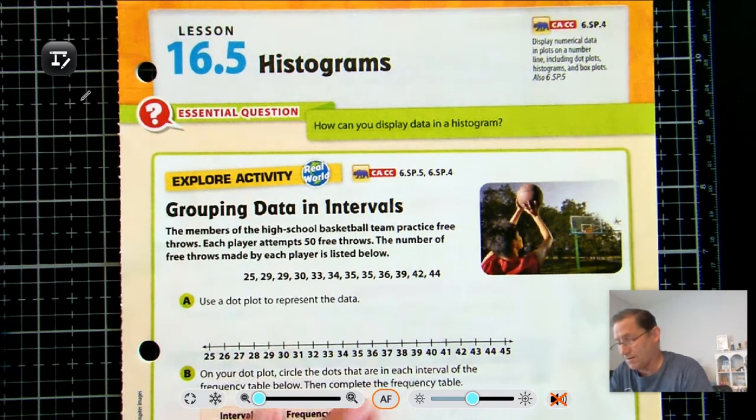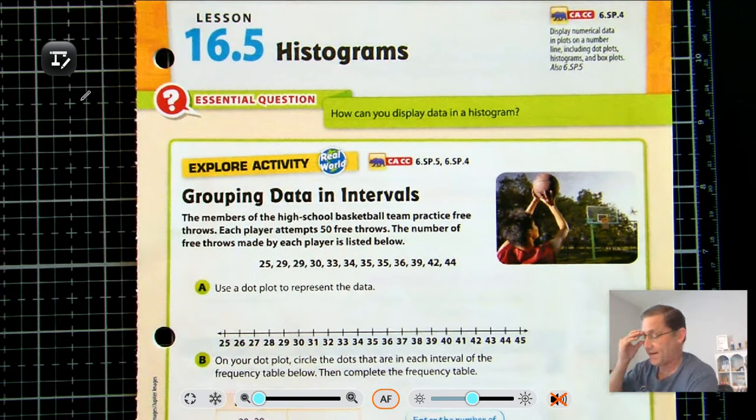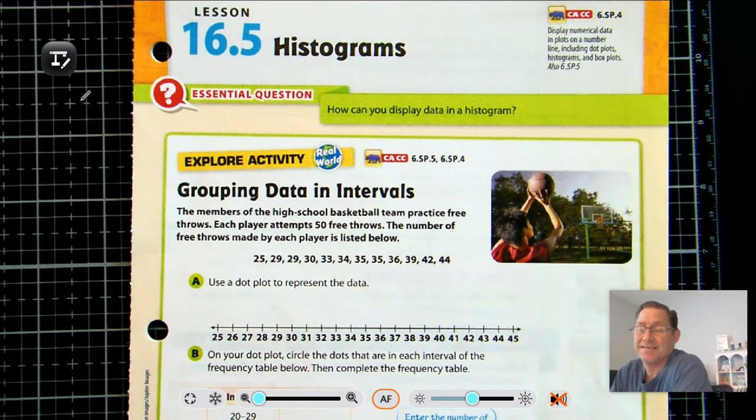Hello, everybody. All right, so we're going to be working on the final lesson of the sixth grade Go Math middle school textbook. And this lesson is on histograms. Basically, our essential question is how can you display data in a histogram? All right, so grouping data in intervals. That's the key with a histogram, that we're going to be grouping our data into intervals.